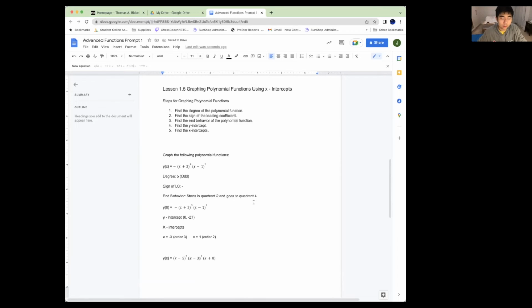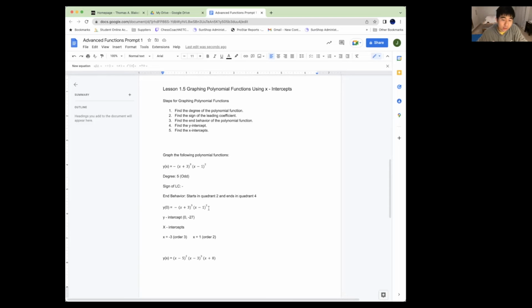All right, so now we're going to graph this function, y is equal to negative x plus 3 cubed times x minus 1 squared. Now I already got the information we needed, so I found the degree of the polynomial. The degree is 5 because we just add up the exponents here, which makes it odd. The sign of the leading coefficient is negative. The end behavior, since the degree is 5, which makes it odd, and since the leading coefficient is negative, we know that the polynomial function starts in quadrant 2 and ends in quadrant 4.